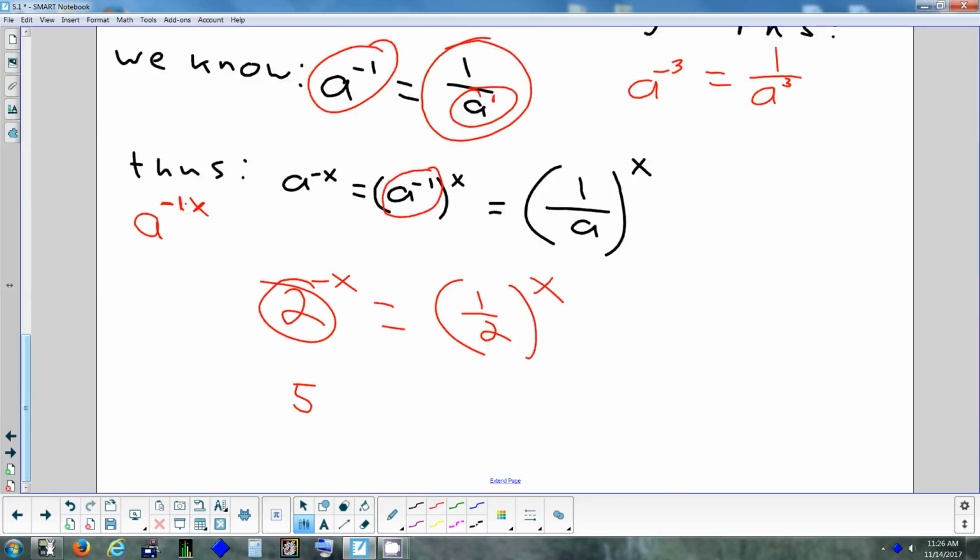Okay, what about if I had 5 to the negative x? Can you rewrite that as a positive? Yeah? It'd be 1/5 to the x power. Yep. Okay, and I'll show you in a minute why you have to do that. But when we want to think about exponentials, it's a lot easier to think about it if the exponent is positive. Okay, any questions on that idea? Okay.